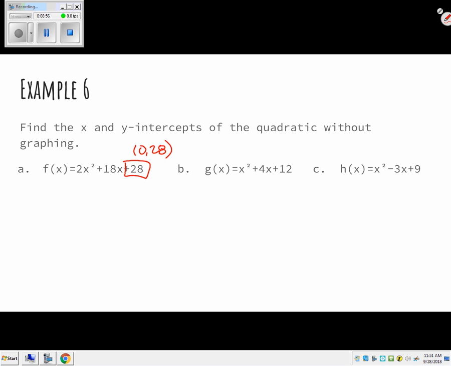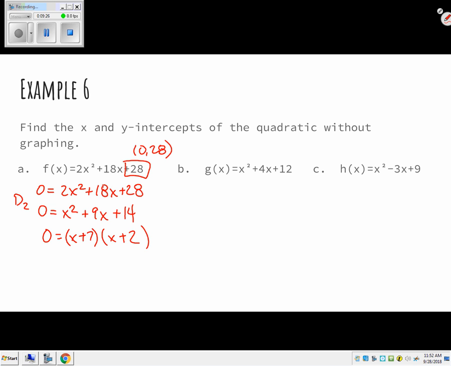To find my X-intercepts, what I'm going to do is plug 0 in for my y on my f of x and just solve. I can factor a 2 out, or you can think I can divide everything by 2. Either way is fine because I have an equation on this and I'm just dividing by a constant. So now all I have to do is think of 2 factors of 14 that add up to give me 9. That would be 7 and 2.